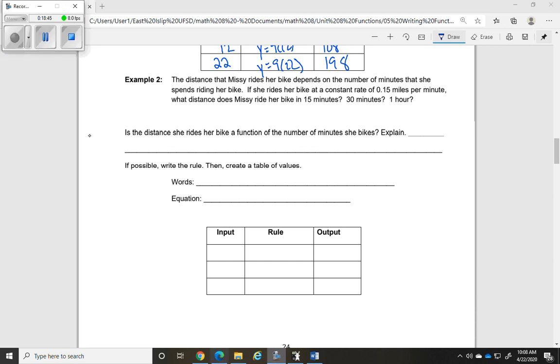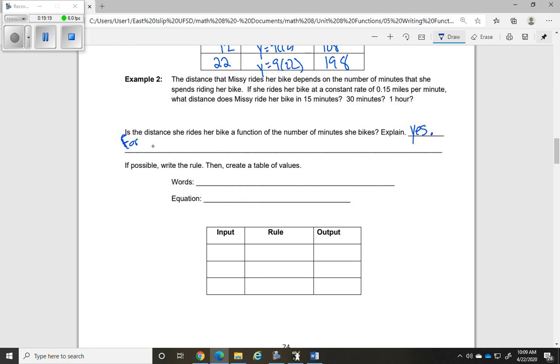So this is a pretty similar equation. Instead of hours and money, now it's minutes and distance. So the distance that Missy rides her bike depends on the number of minutes that she spends riding her bike. So I guess the more minutes that she rides, of course, the farther she will go. So it definitely is a function. Is the distance she rides her bike a function of the number of minutes? And the answer is yes.